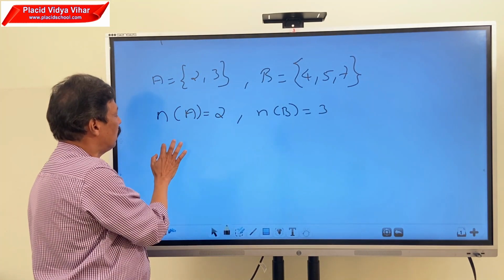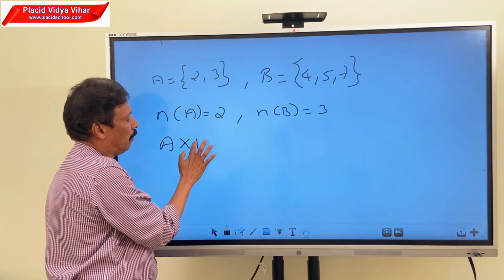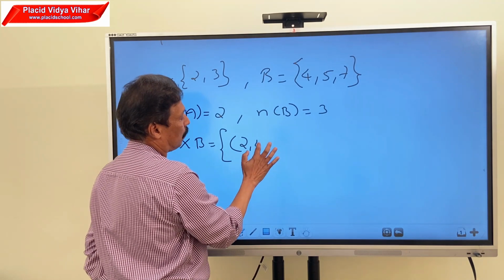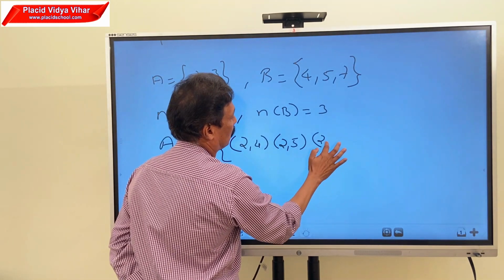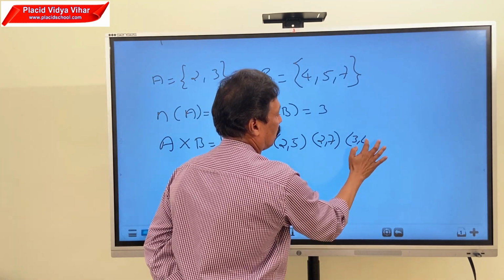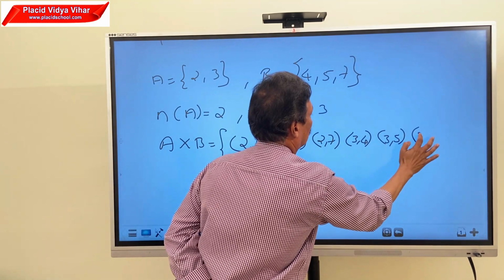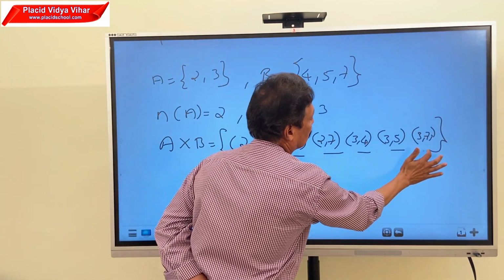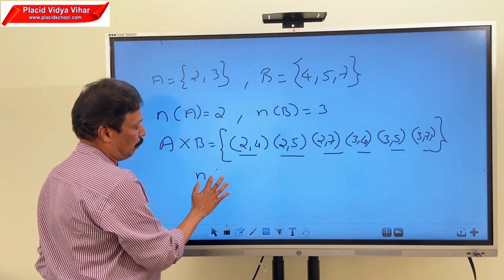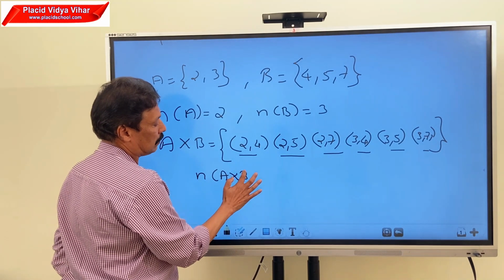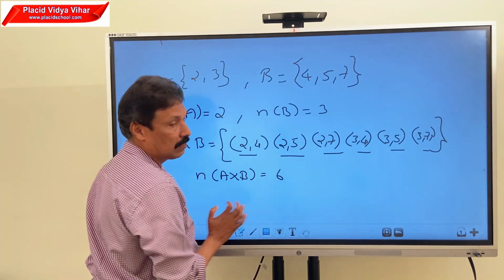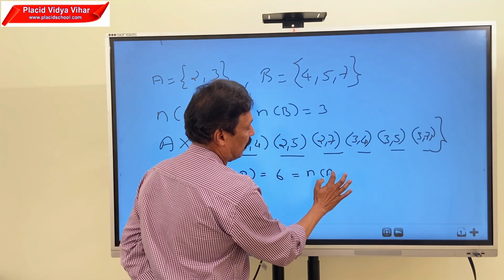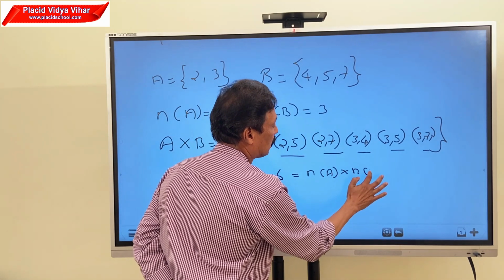Then we define A cross B. The different elements in A cross B are the ordered pairs (2, 4), (2, 5), (2, 7), (3, 4), (3, 5) and (3, 7). There are 6 elements, so we say the number of elements in A cross B is equal to 6. That 6 comes from the number of elements in A times the number of elements in B.